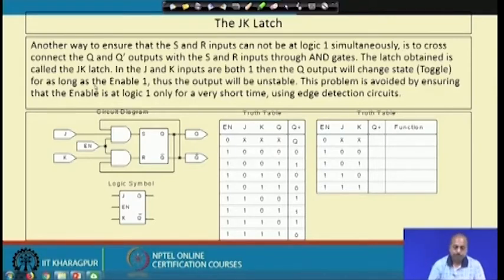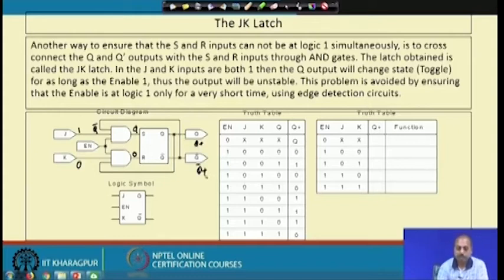Now, the behavior is almost similar to the SR latch. Say I have J equal to 1 and K equal to 0. What will happen is that this R input will be equal to 0, and the Q bar line is coming here, and this gets the Q line. So, this is the previous Q. If I write it as Q plus and Q bar plus, that way.